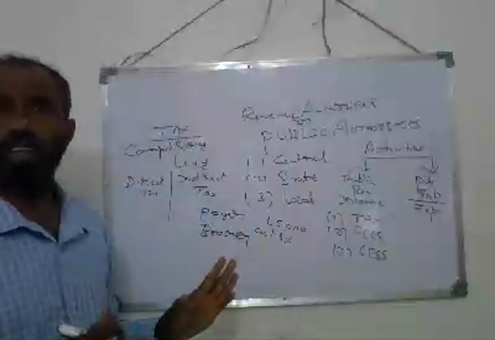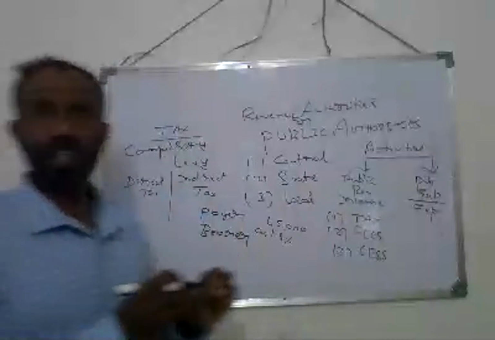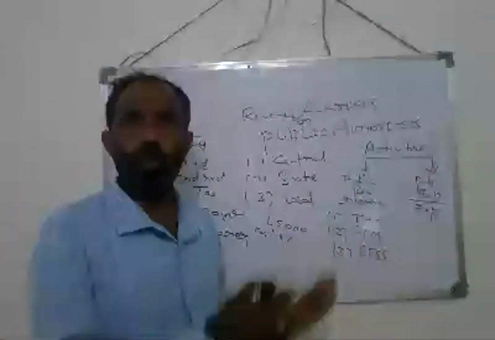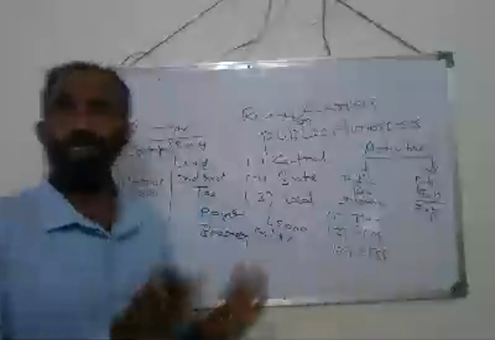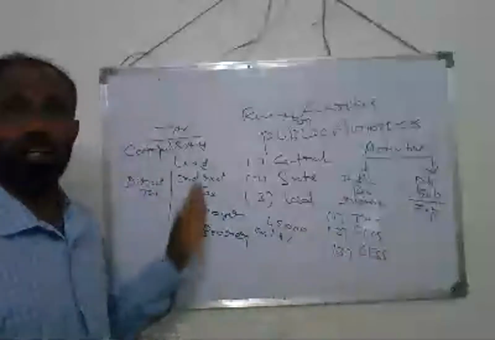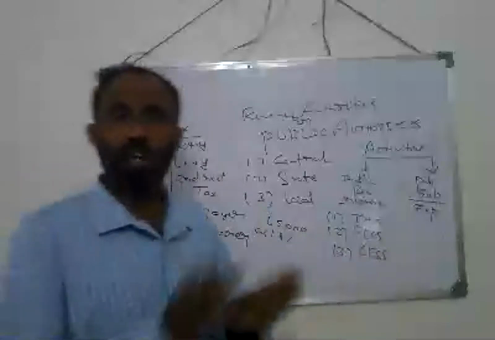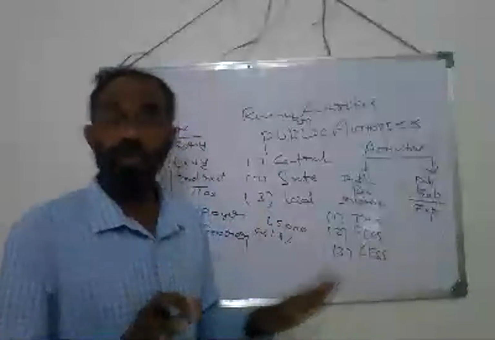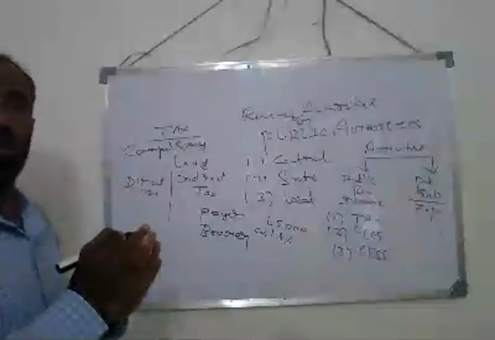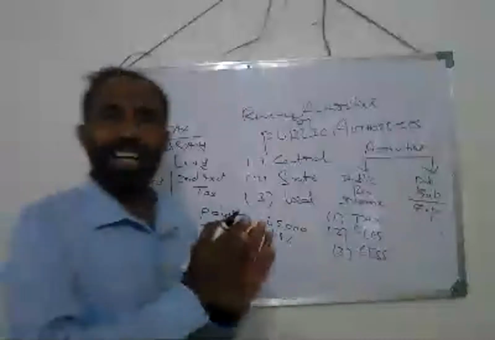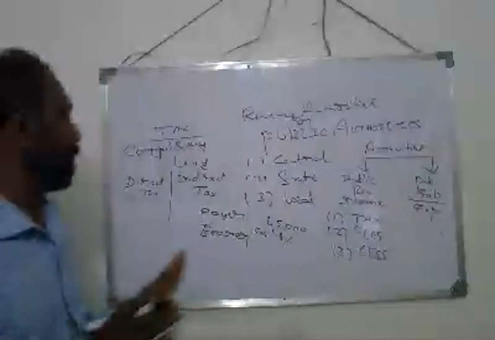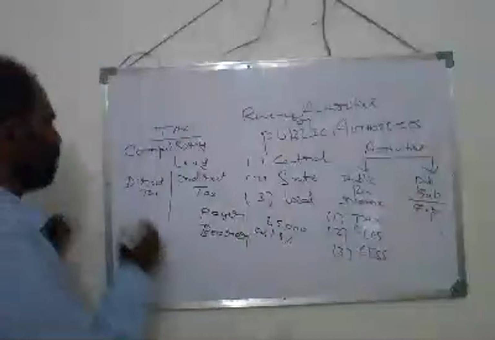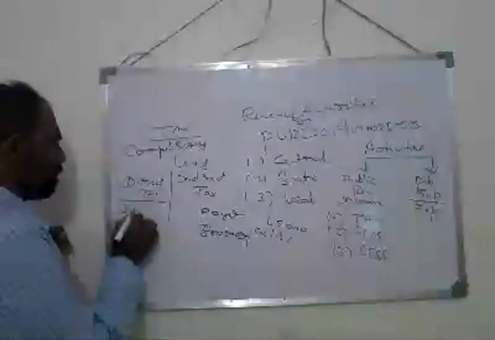How do you know? As I told you, I am paying, it is costing me, it is costing my own pocket. If that is the case, it is direct tax. If taxpayer and tax bearer are two different parties, it's a case of indirect tax. So direct tax and indirect tax are the two basic classifications of tax. Under direct tax, the most important tax is income tax.